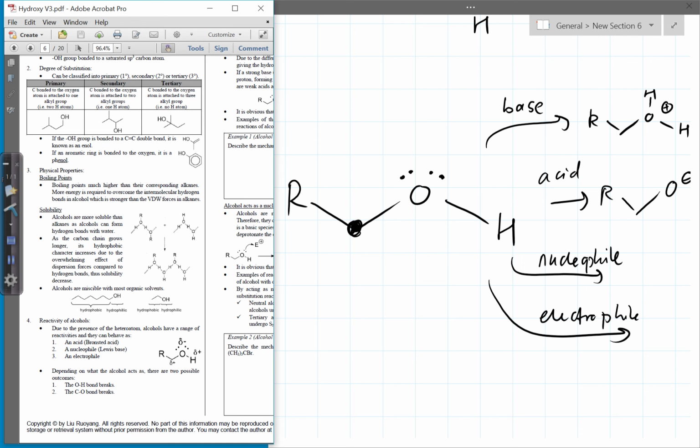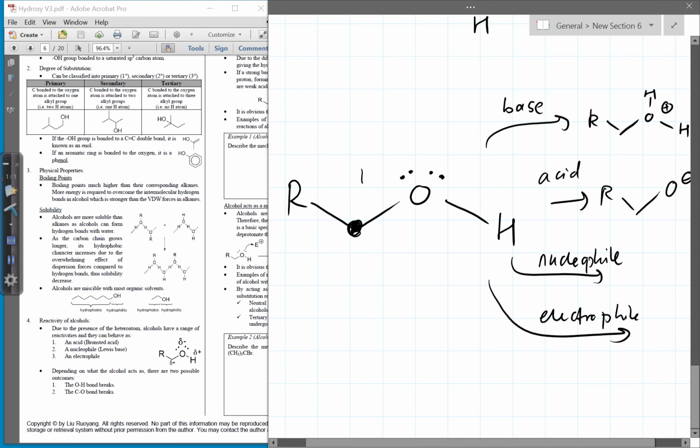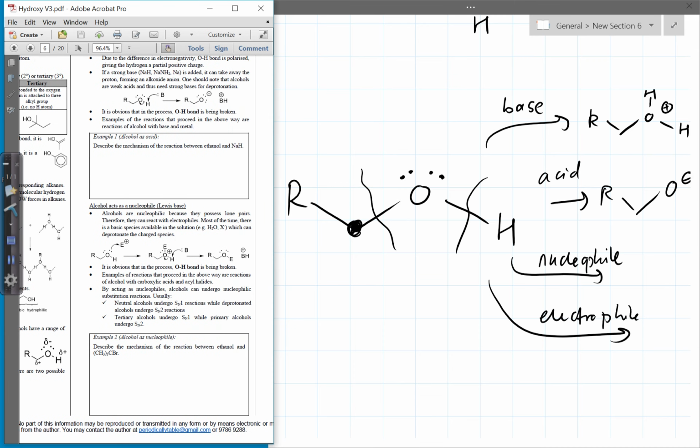So the reactivity of alcohols has these 4 properties, and today we'll explore how these 4 properties affect the breaking of different bonds, right? Depending on what the alcohol acts as, there are 2 possible outcomes. One is that this bond breaks, one is that this bond breaks. If it acts as an acid, obviously this bond breaks. If it acts as a base, no bond breaks, a new bond forms. If it acts as a nucleophile, no bond breaks, a new bond will form. And if it acts as an electrophile, this bond will break, which is the CO bond, right? So depending on what it acts as, different bonds can break, and using this, you can predict what the product is, right?